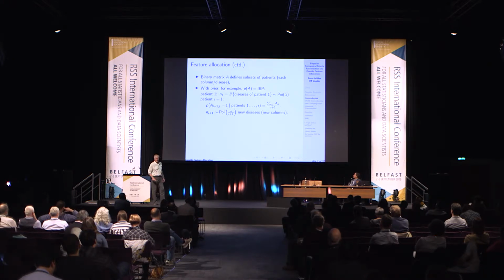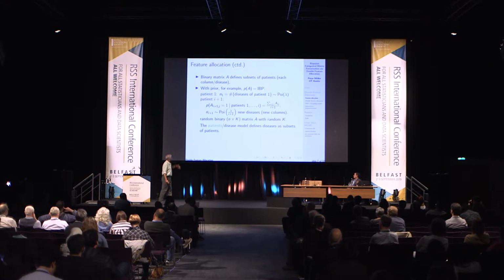If you think of it, that makes sense. If you have already seen 10,000 patients, the probability of seeing a new disease in the 10,001st patient should obviously be less than when you have only seen a few patients. This is a complete description of a probability model for a binary matrix with a random number of columns, and it's actually known as the Indian buffet process.